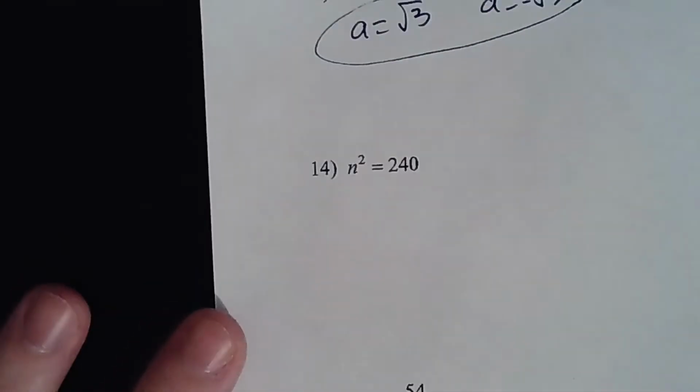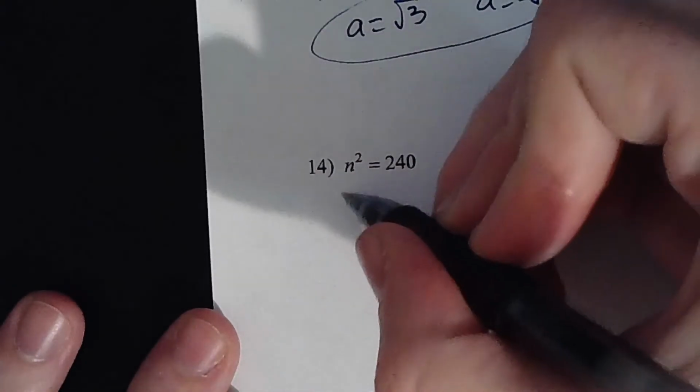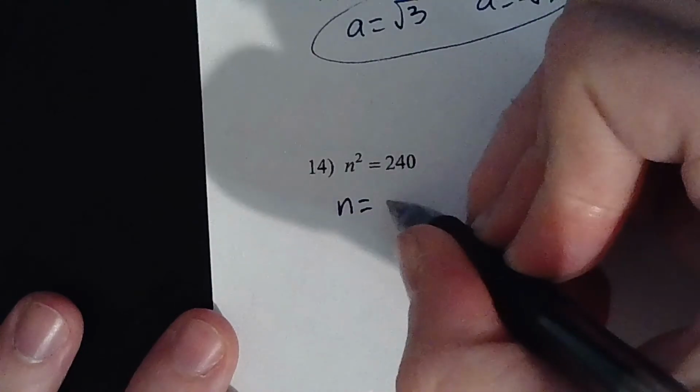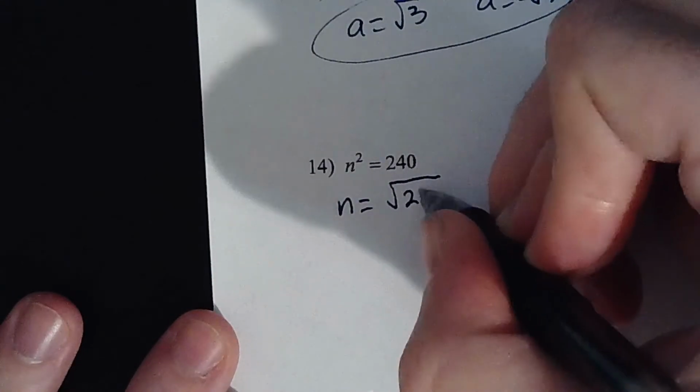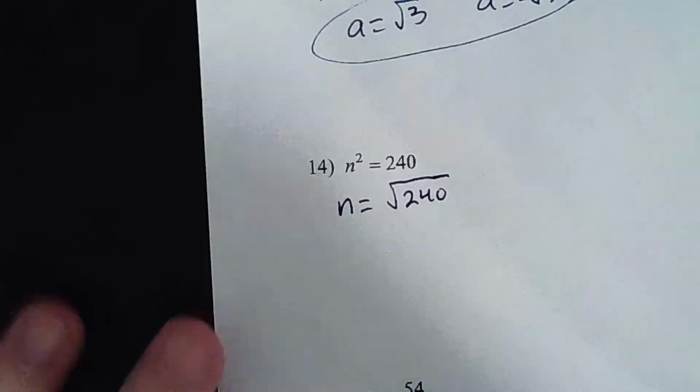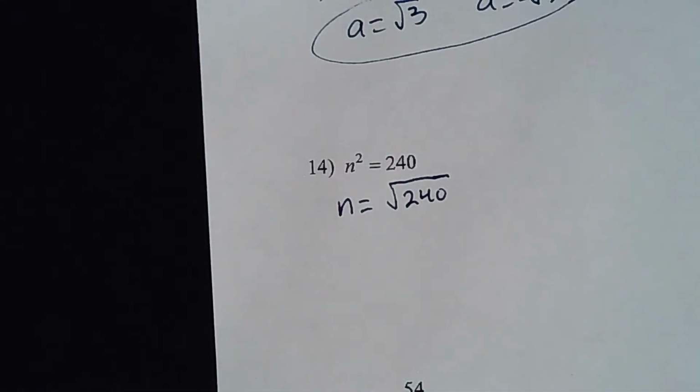So number 14, we have this bigger number, but it is exactly the same process. We're going to immediately start with n is the square root of 240. Now we got to ask ourselves if we are able to divide by one of these numbers here. And as it turns out, it is divisible by 4. But if you try a larger number instead, it's also divisible by 36. So if you divide it by 36, what will you get?